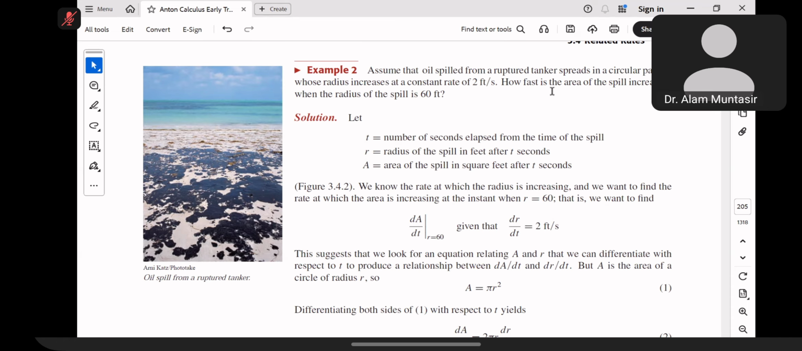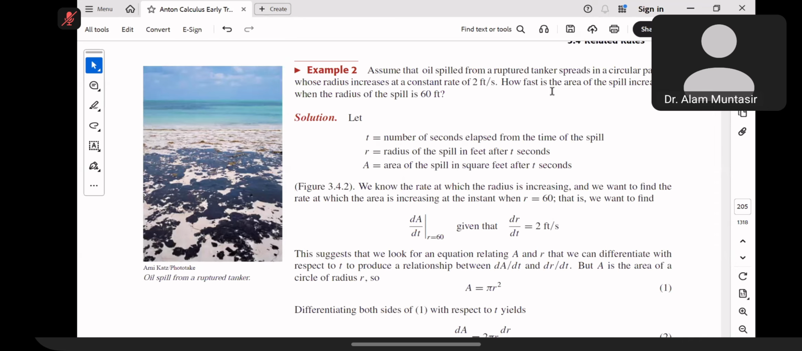You know the formula of area of a circle? Do you know? Yes, sir. What is the area formula? Pi r squared. That means area is related to radius. Since pi is constant, area is completely dependent on radius. So we have to take the related rate with respect to time to both the area and the radius r.